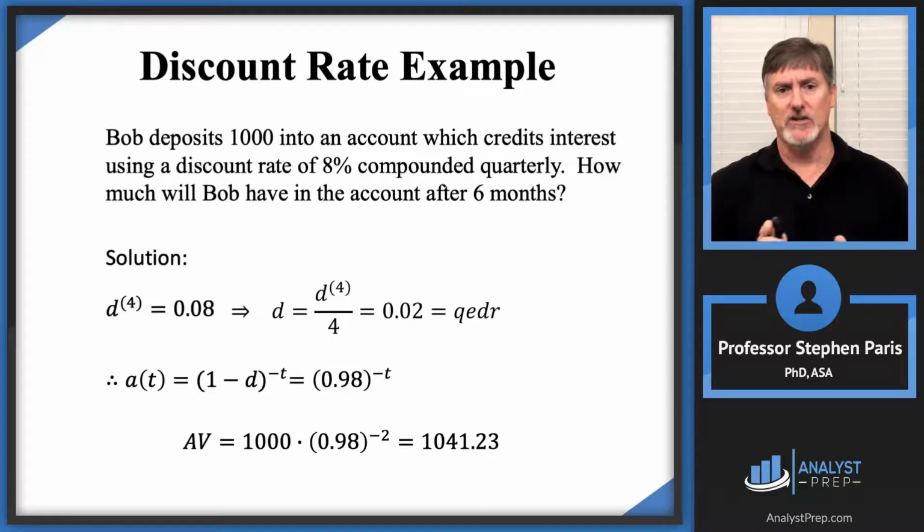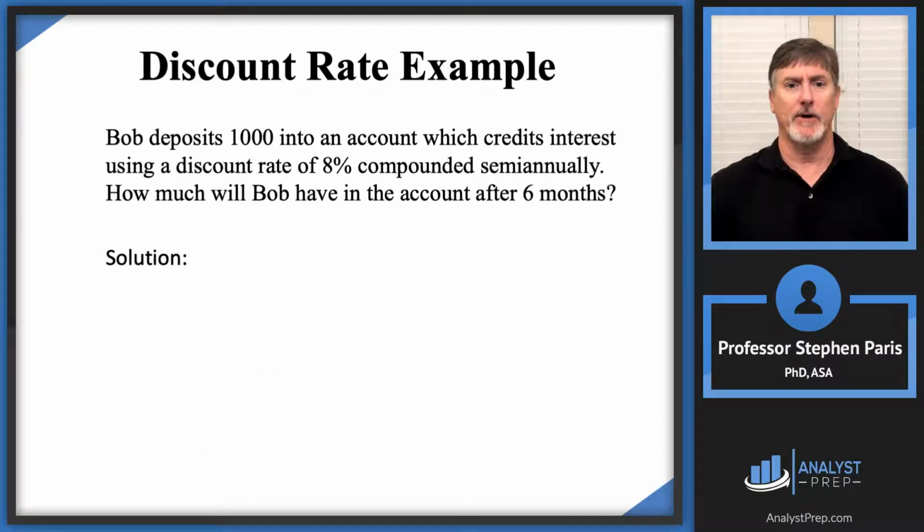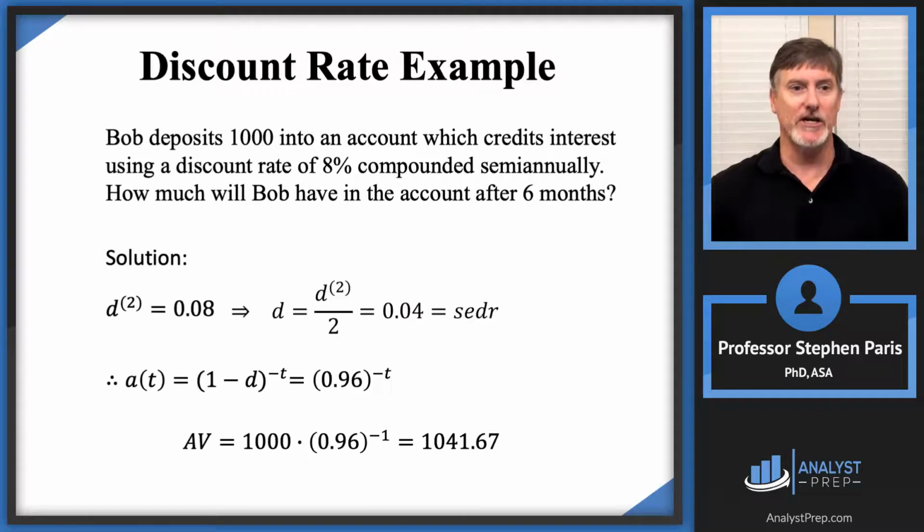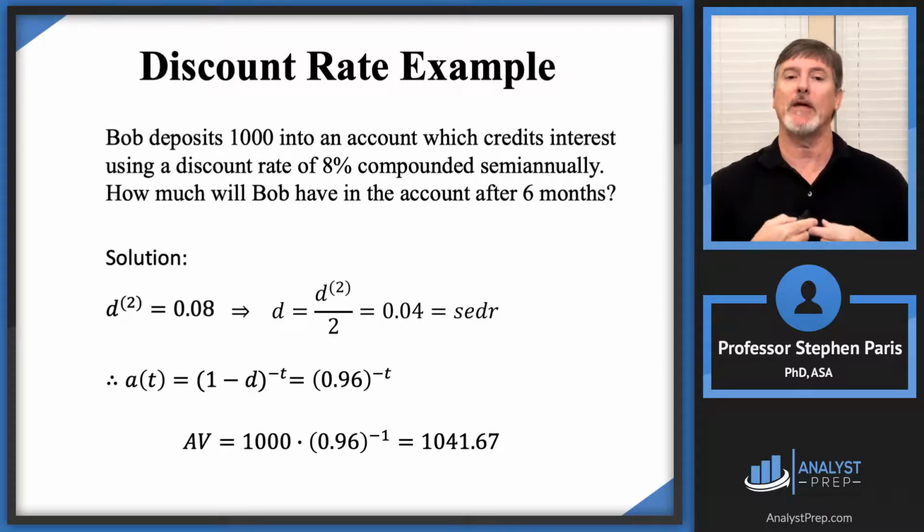Now, what if I change that quarterly? So now I'm going to change the word quarterly to another period of time, say semi-annually. So what if this was a semi-annually compounded discount rate? I'm sure you know what I'm going to do. Semi-annually means 2 times a year, so I'm going to use an upper 2 notation. I would have a d upper 2. The 0.08 would be represented by a d upper 2, and then I take the d upper 2 and divide by 2 to get 0.04, and that would be called the semi-annual effective discount rate.